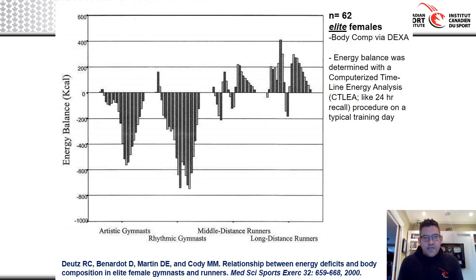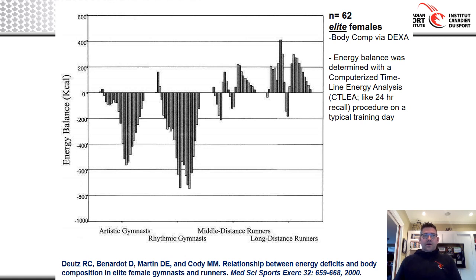Finally, I just wanted to showcase an older study that sheds some light and data on what I think is a major misconception at times with athletes and coaches who want to put athletes into negative energy balance. So this was done in 62 elite female athletes. Many of these athletes were at the level of the World Championships or Olympics. And each one of these bars on this graph represents a different female athlete. You can see a group of artistic and rhythmic gymnasts, middle distance runners, and long distance runners.